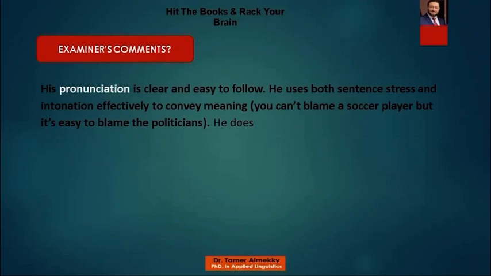Another thing is to be easy to follow. I mean, sometimes people talk and you don't understand what he's talking about, right? He uses both stress and intonation, right?